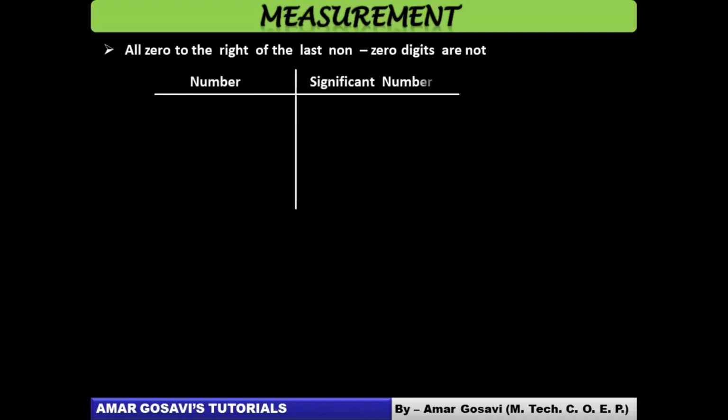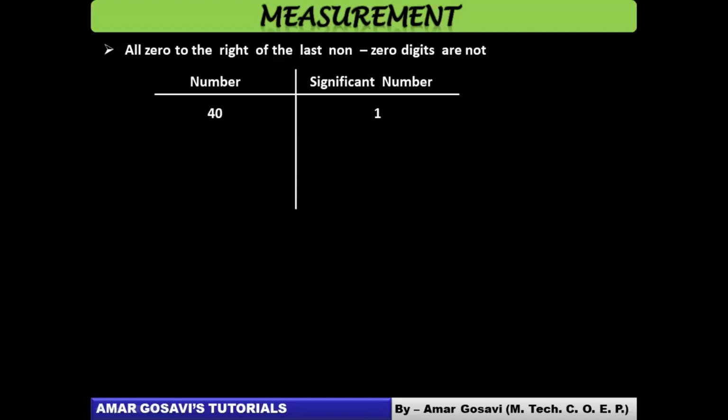Let's talk about a number, 40. Here, how many significant figures? Right of the last non-zero, what about the 0 over here? Is it on the right hand side? So is it significant? No. If it is on the right hand side, the significant figure is only 1. So this 0 should not be considered as significant. That's what it means.